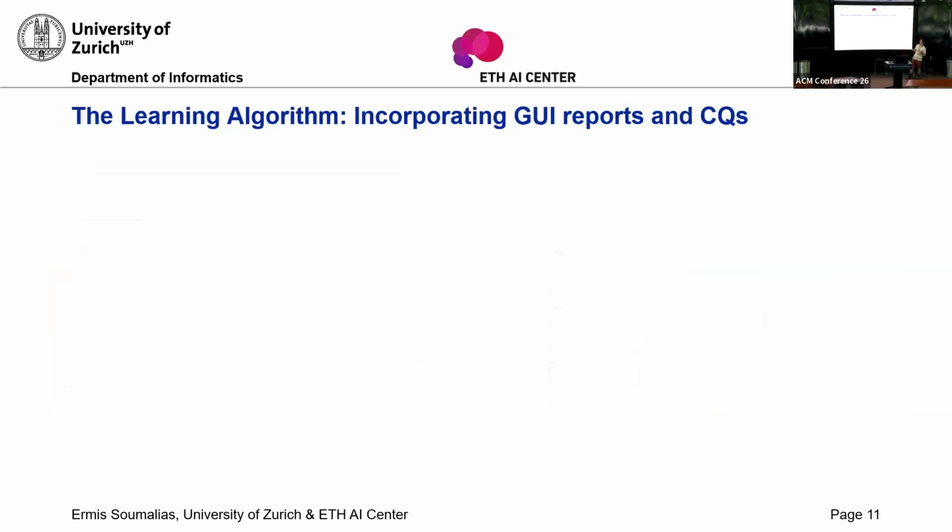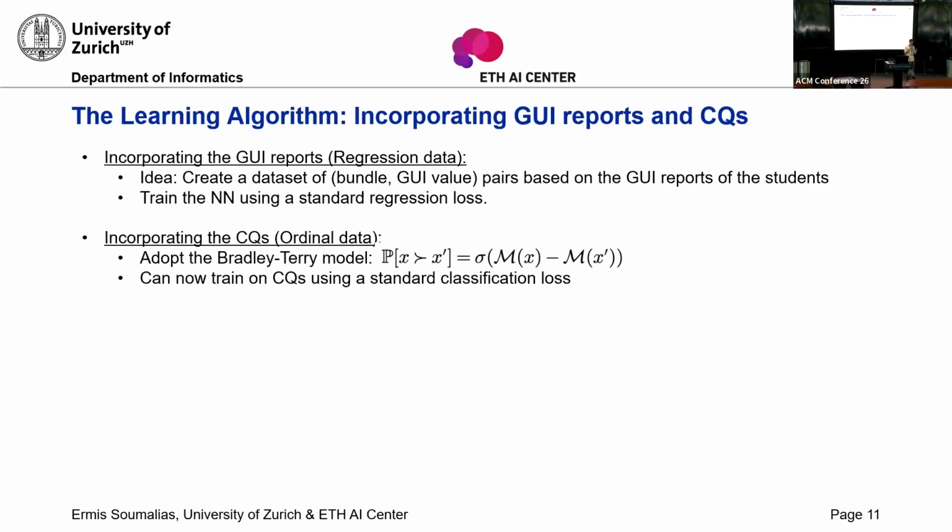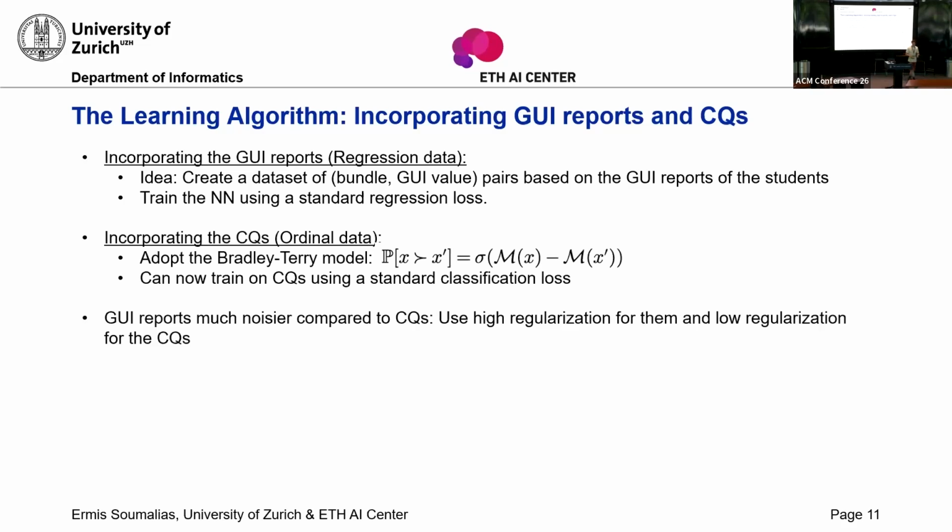Now, what's our learning algorithm for learning on those two very different types of reports? The idea is that for the graphical user interface reports, we construct a data set of schedules, implied value pairs based on those reports, and then we can train using simple regression rules. For the comparison queries, we adopt the Bradley-Terry model that says that the probability of a schedule X being better than schedule X prime is equal to the sigmoid of their value difference.